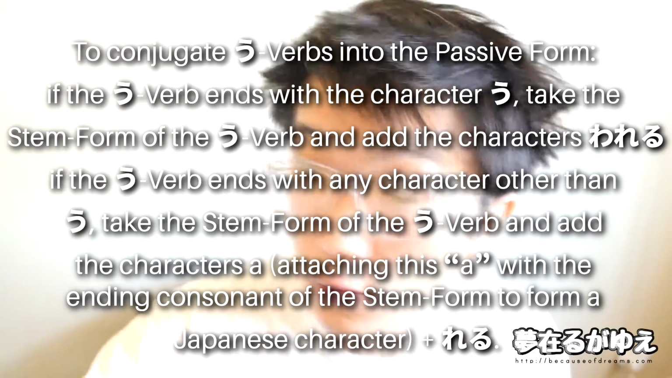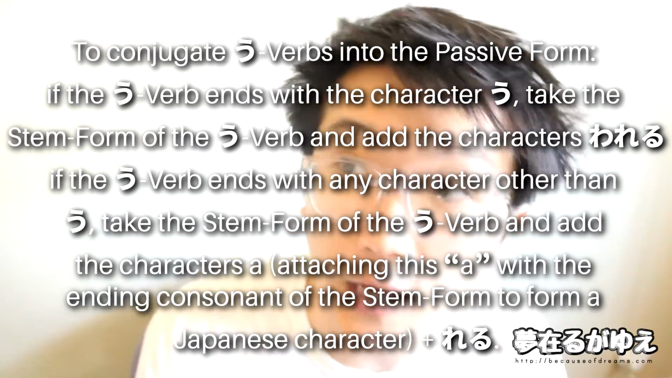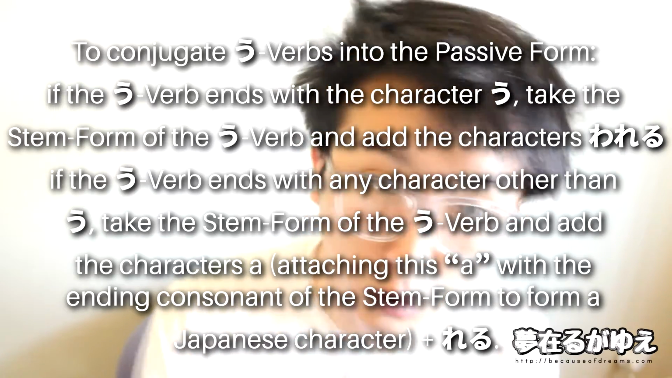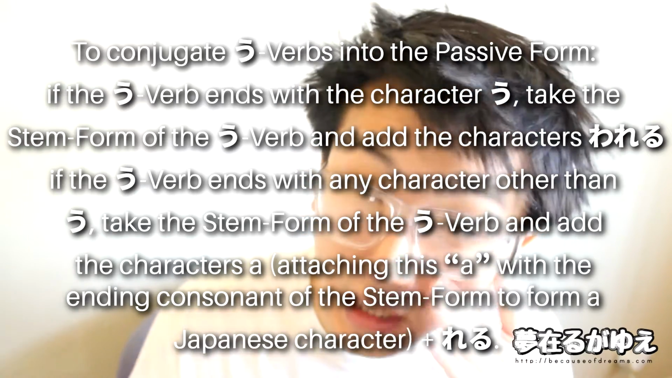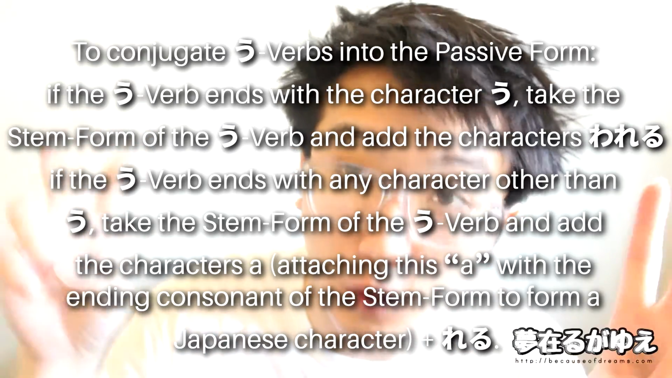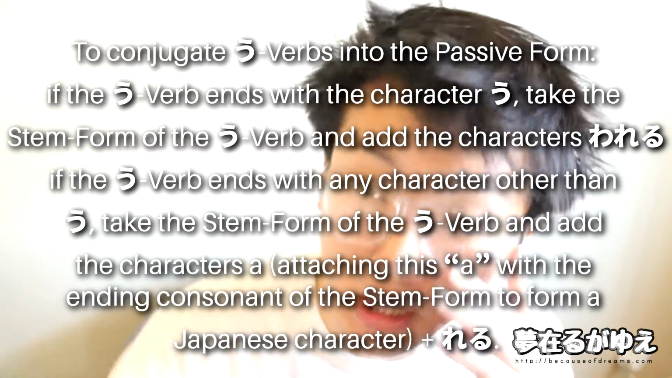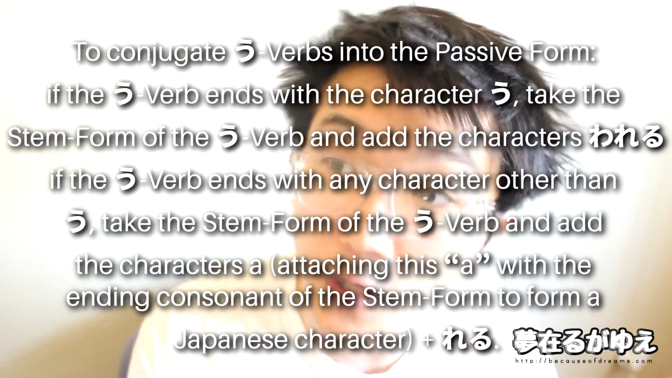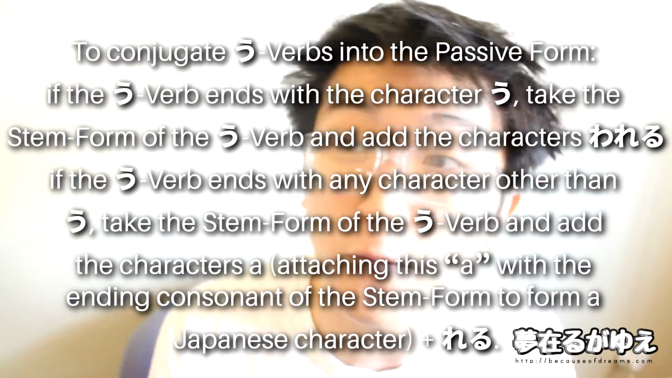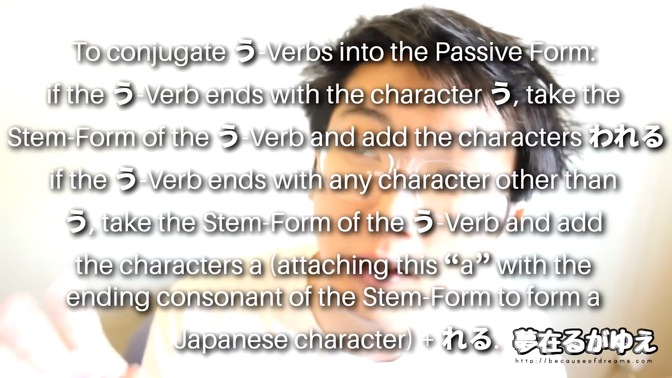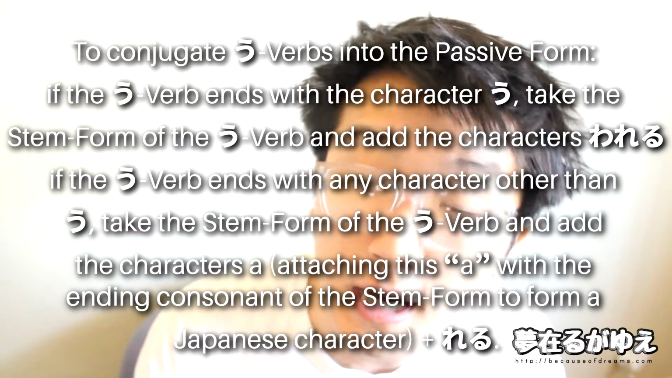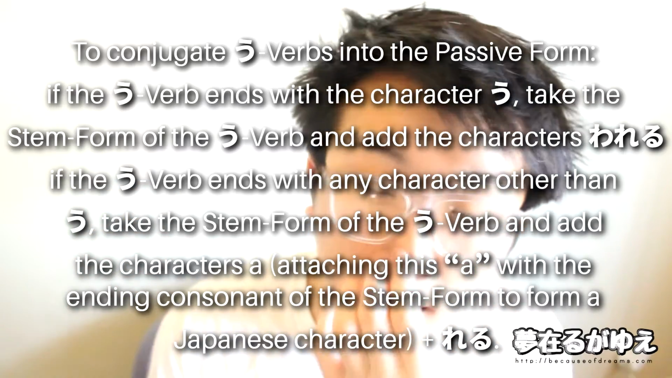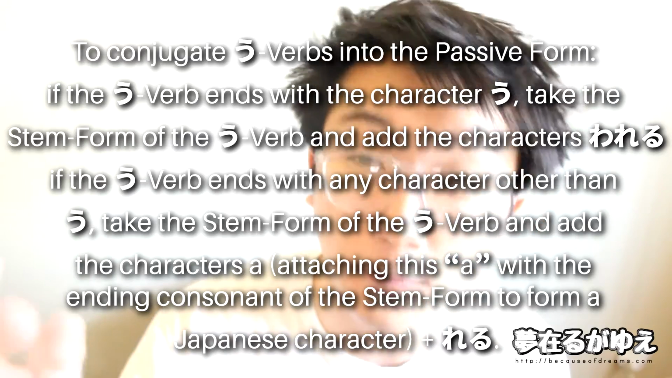Next, we move on to the u-verbs that don't exactly end with the character u, but instead characters such as ku, gu, mu, ru, or bu that are technically just one character, but they have the character u embedded into them to justify their title as u-verbs. So what we're going to do for these verbs is, again, take the stem form of the verb, but in this case it's a little confusing because the stem form of these verbs isn't exactly just dropping a Japanese character. What we do is we technically drop the u inside the final character.